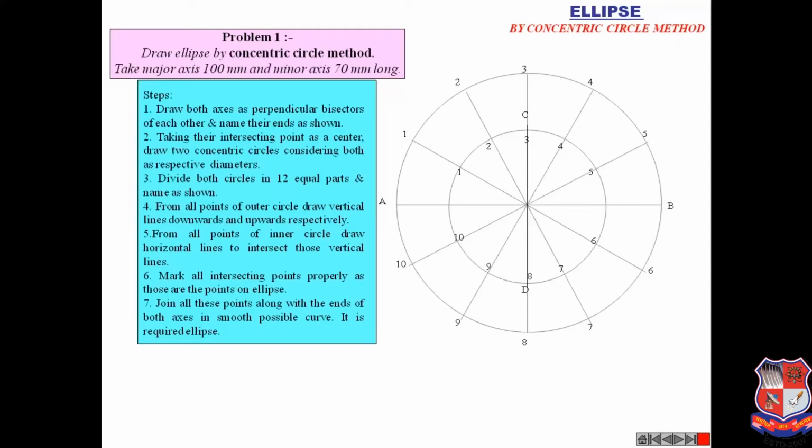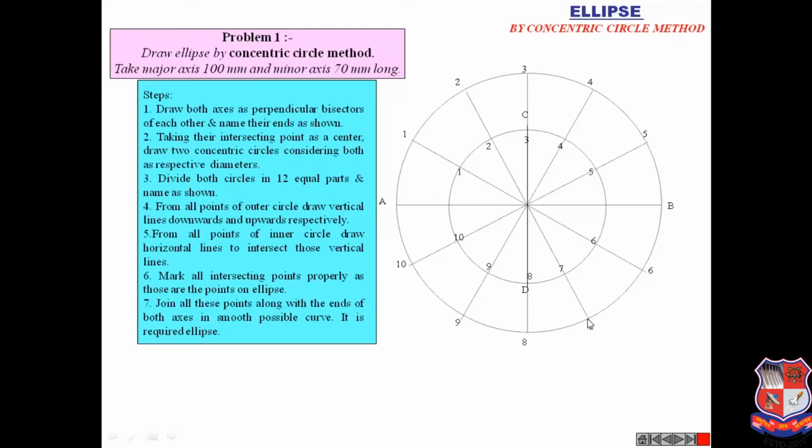Means this one is your outer circle, draw a vertical line from the outer circle, downward and upward respectively. Means from this point you have to draw downward and from this point you have to draw upward.